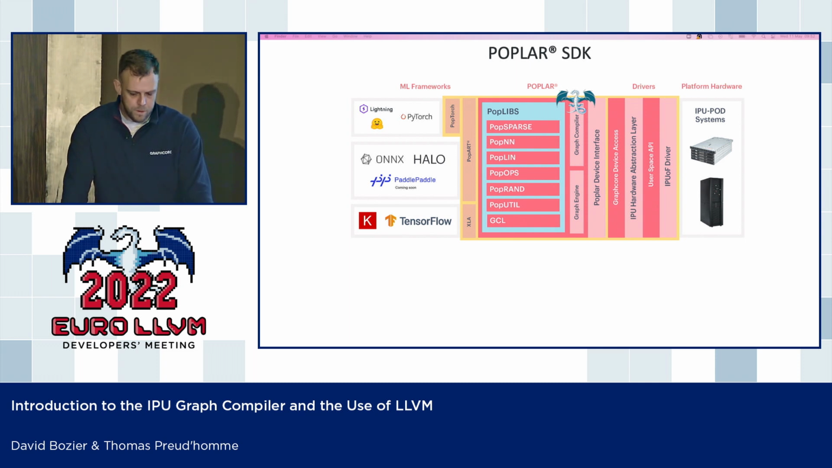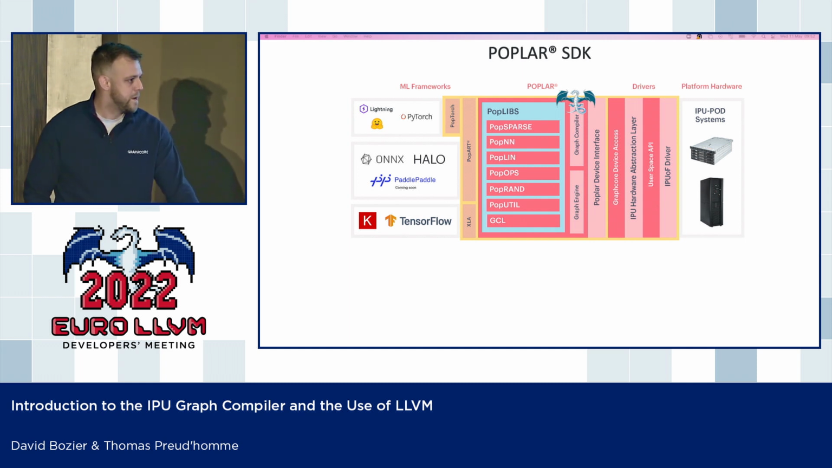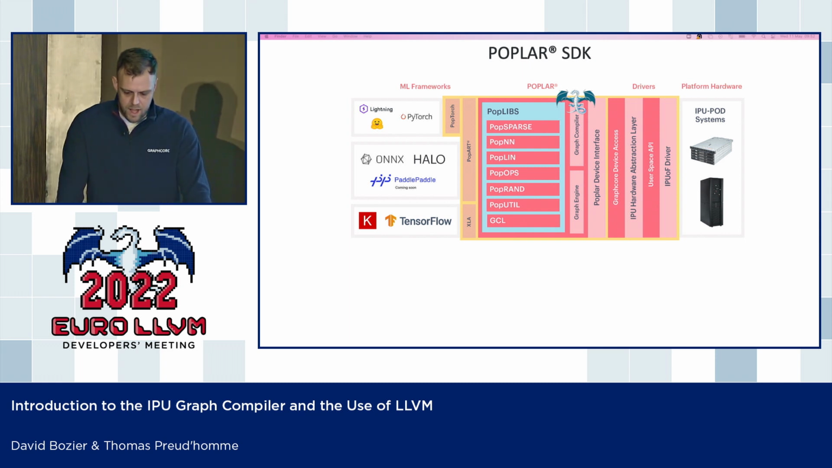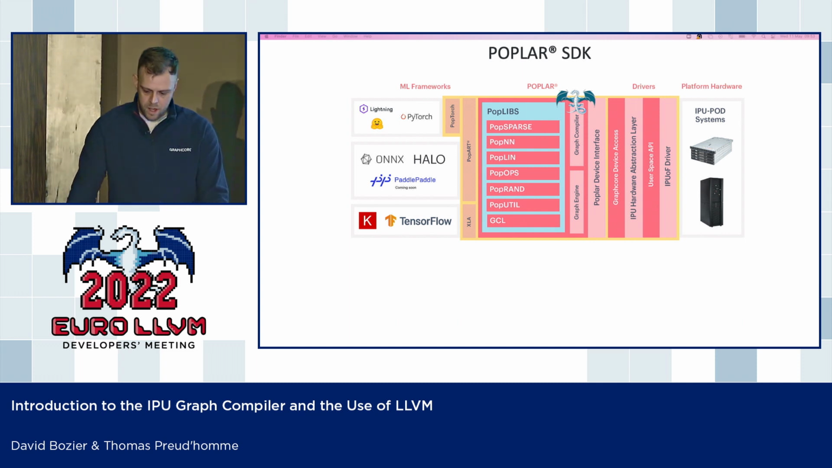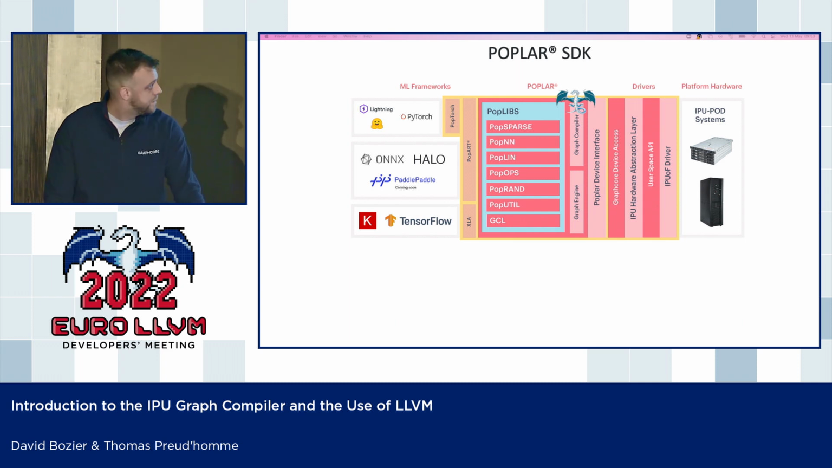So within Poplar, there's 3 main components. We have the graph library, which is an API for building computational graphs and utility functions to help with that. Then we have the graph compiler that maps the computational graph to target the IPU using the bulk synchronous parallel execution model. And then finally, we have the graph engine, which is used to deploy and execute the computational graph on the device.